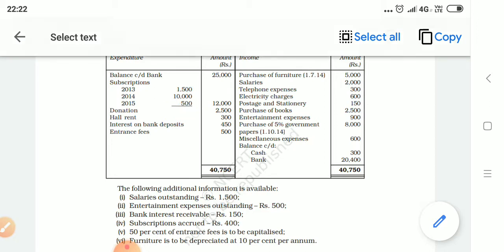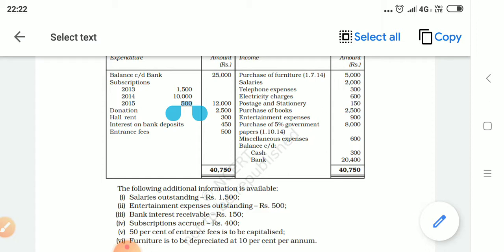Then, in the current year, if you have prepaid or subscription received in advance, so this 500 actually belongs to next year's subscription, but we have received it in advance this year itself. So it is a liability. It is income received in advance. This will appear in the liability side of the balance sheet. Even though we are not dealing with the balance sheet, it is better if you get an idea of these items.